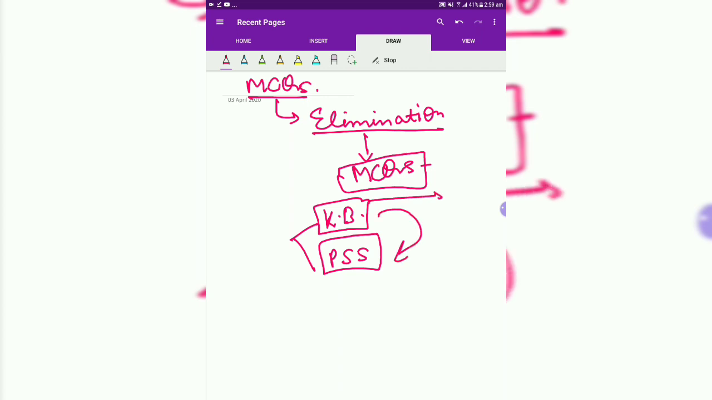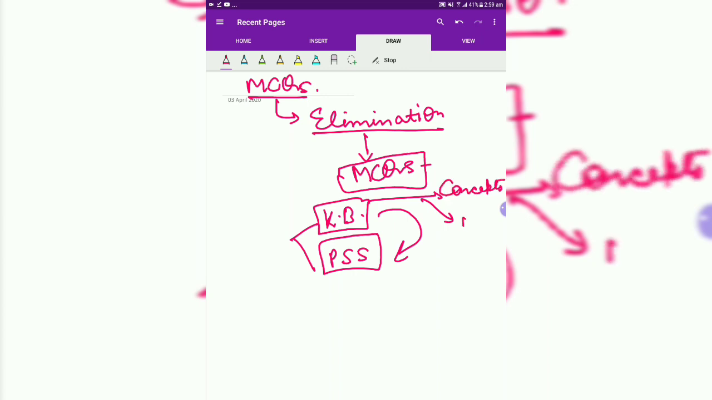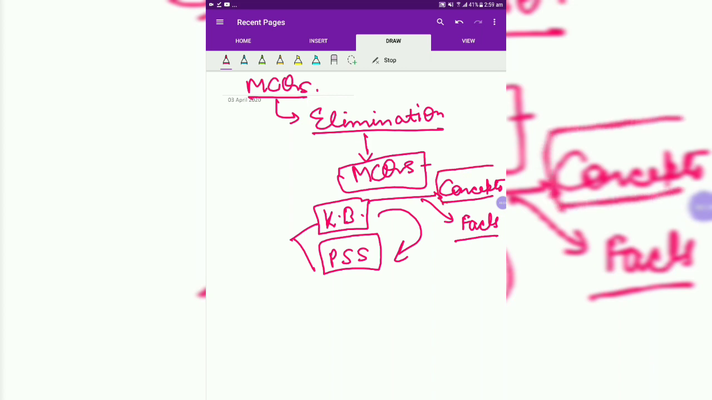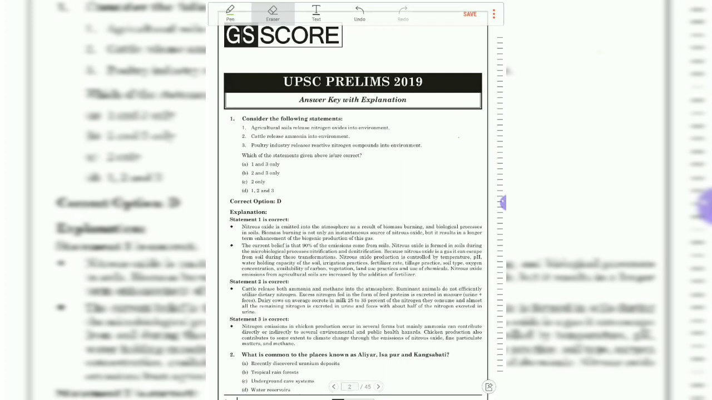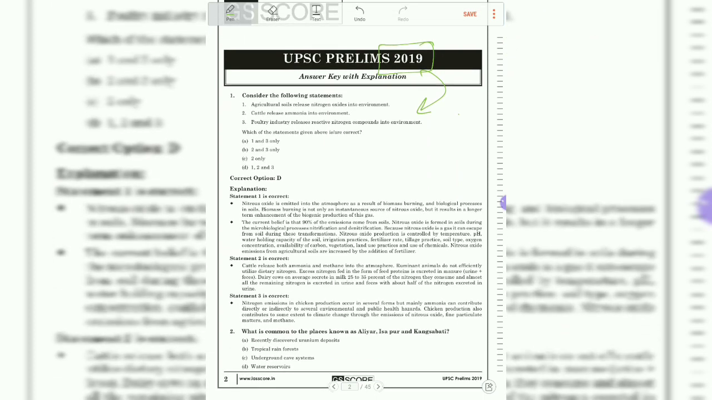In knowledge base also there are two things. One is concepts, the other is facts, right? If some fact is there, we cannot do a lot of things, but conceptually a number of times we can eliminate and reach the options, right? So without wasting time, I have taken one previous year paper, the 2019 C paper. The key is not out yet, still I am taking this paper from a coaching institute, right? Okay, so let's go to the first question.